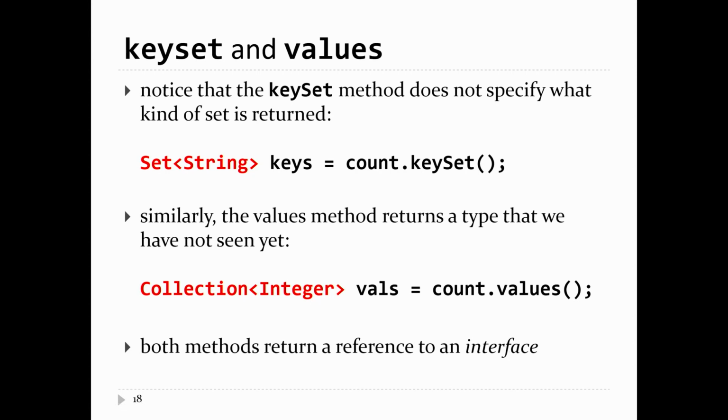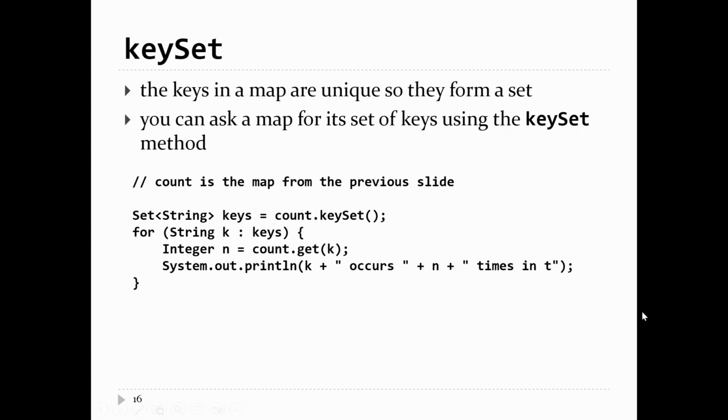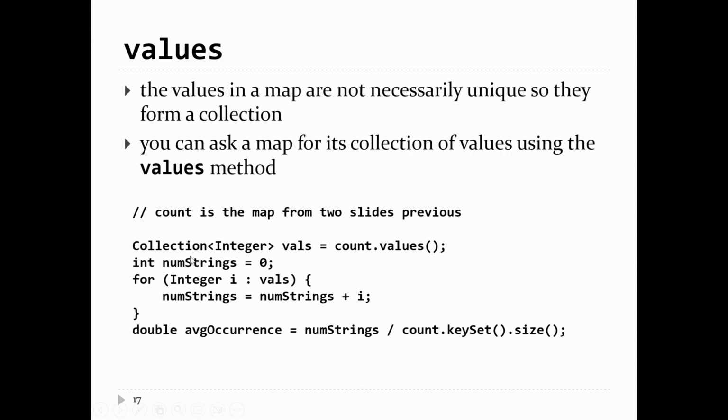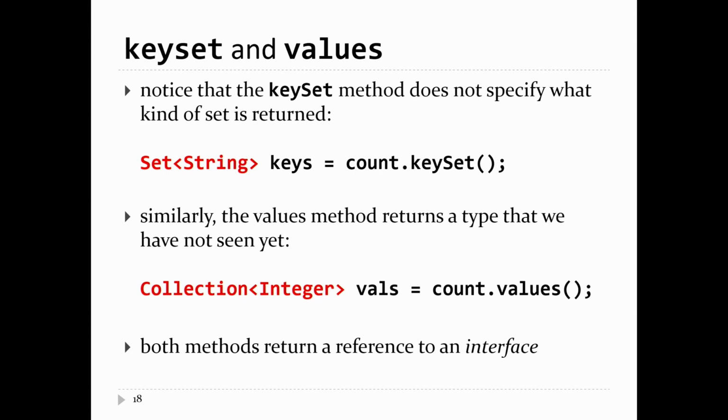So key set and values are a bit unusual for us. Let me back up a step here. When we did a key set here, I didn't say hash set or tree set or linked hash set, I said set. Similarly with values, I didn't say array list or linked list or some kind of set, I said collection. So these methods here, it turns out they're not returning classes.